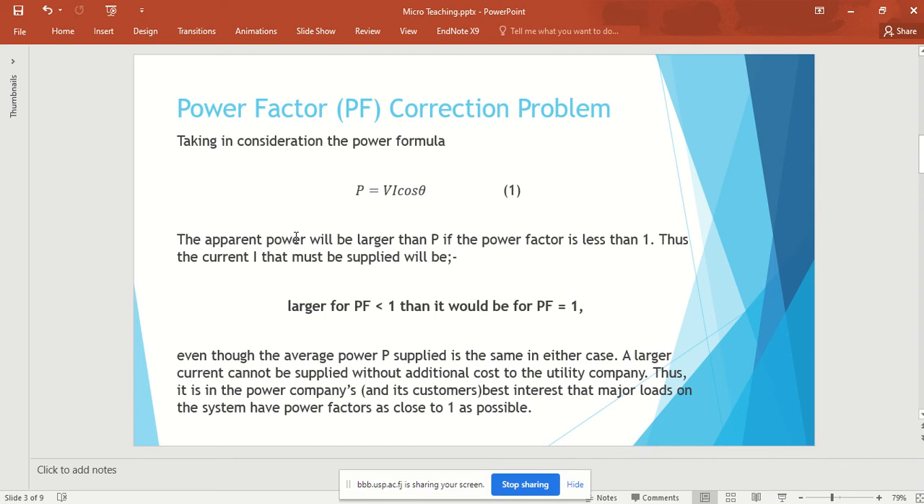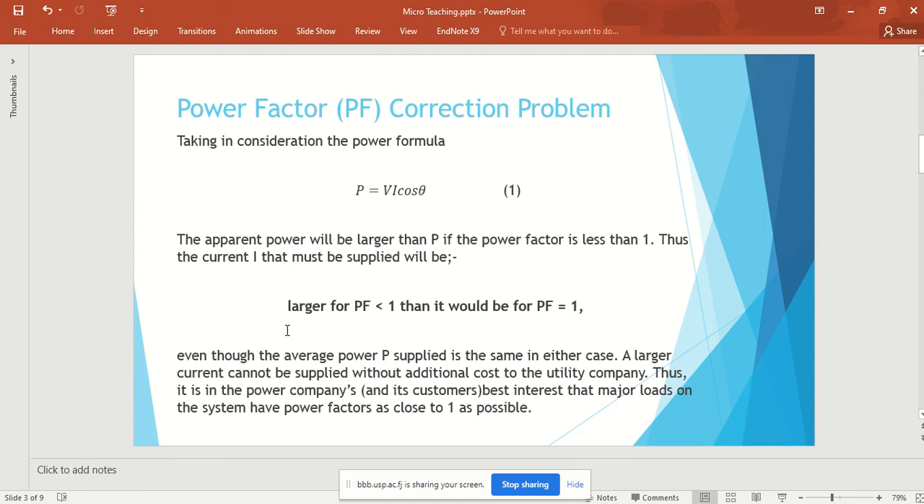Okay, now, power factor correction, PF. What is the problem? Taking into consideration the power formula, which is P equals VI cos theta, we'll put that as equation number 1. I hope all of you are following. The apparent power will be larger than P if the power factor is less than 1. Thus, the current I that must be supplied will be larger for PF less than 1 than it would be for PF equal to 1.